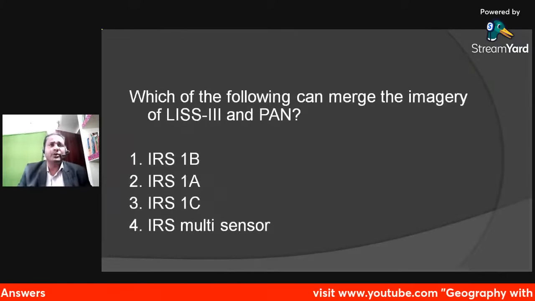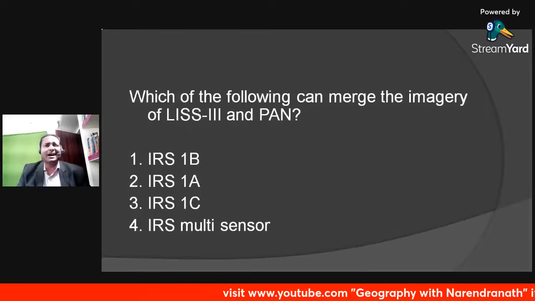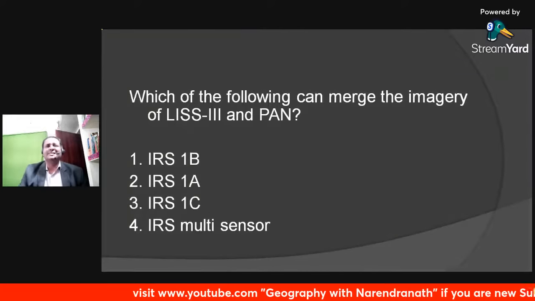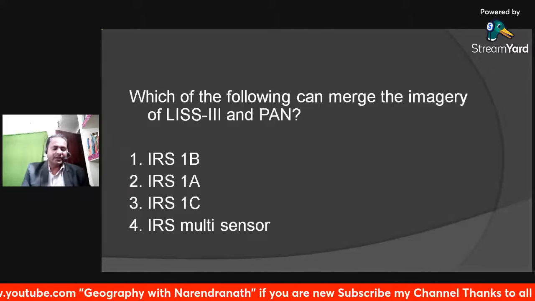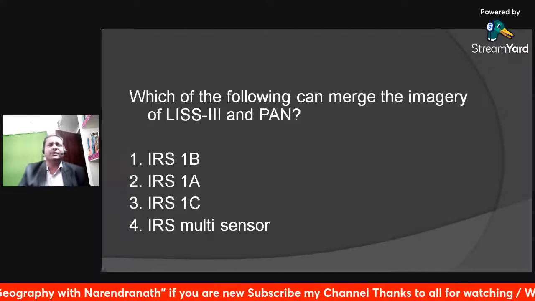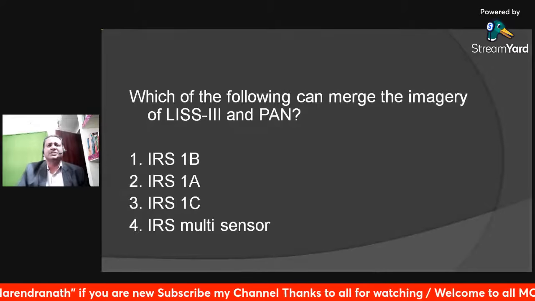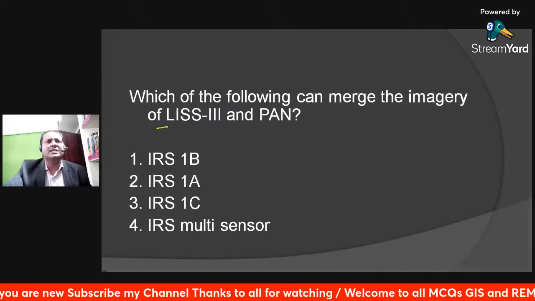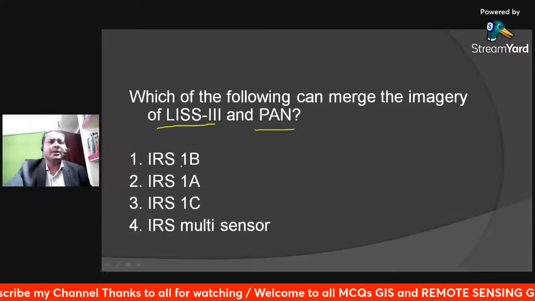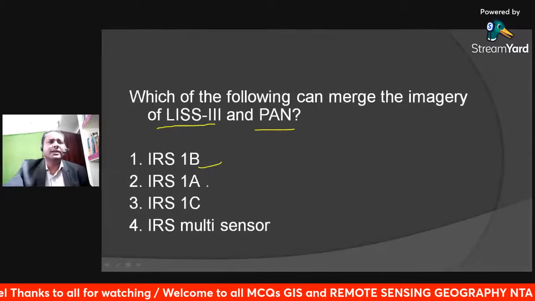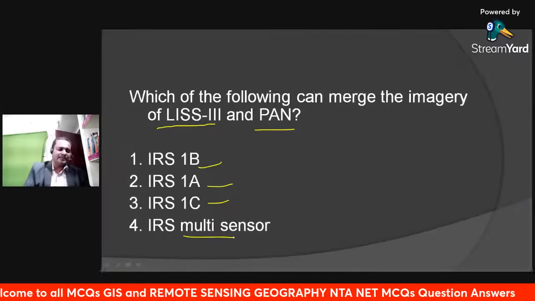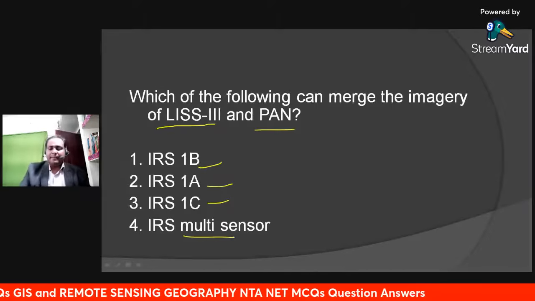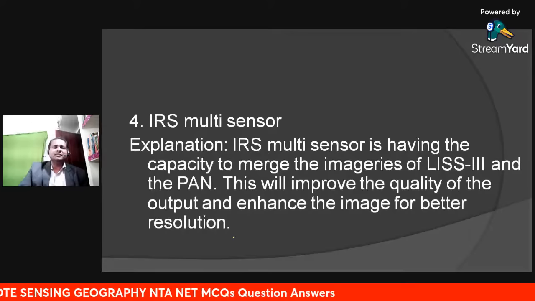So another question: which of the following can match the imagery of LISS 3 and Pan? Very interesting question. The options are IRS-1B, IRS-1A, IRS-1C, and IRS multi-sensor. Basically, this is the correct answer: IRS multi-sensor.